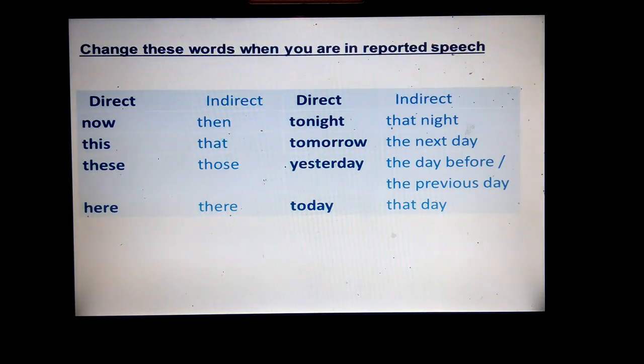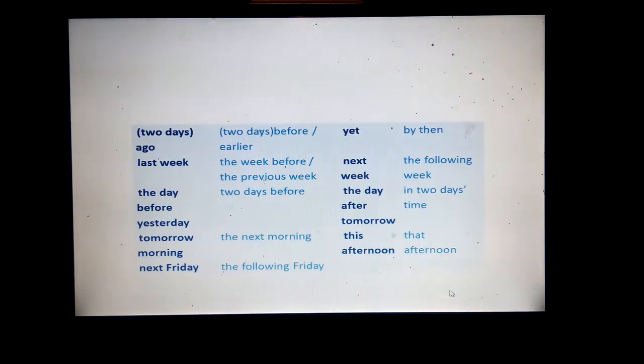And then we have some words and we should change these words. For example, now, then, this, that, these, those, and here, there. Tonight, that night, tomorrow, the next day, yesterday, the day before or the previous day, and today, that day. 2 days ago will be changed into 2 days before or earlier. Last week, the week before or the previous week.